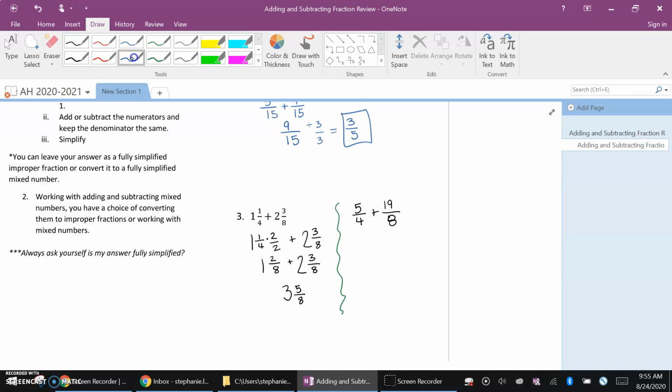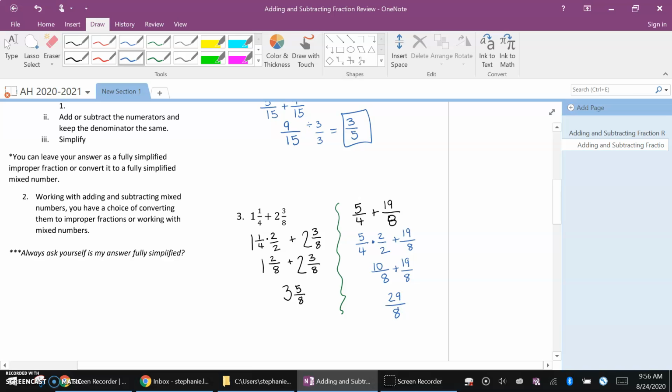And so we still need our common denominator, so we're going to multiply the 5/4 by 2 over 2. 5 times 2 will give us 10. 4 times 2 gives us 8. And then we have 19 over 8. So when we add those together, we have 29 over 8.